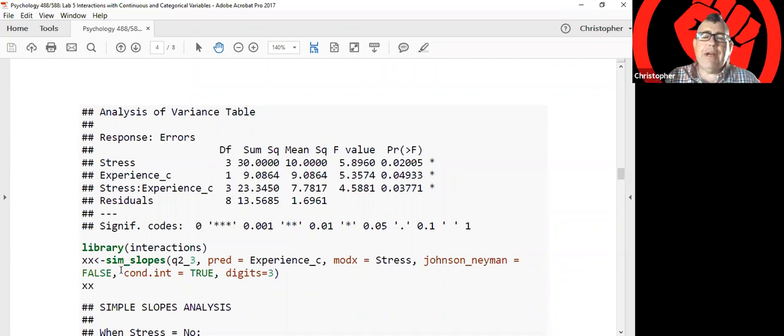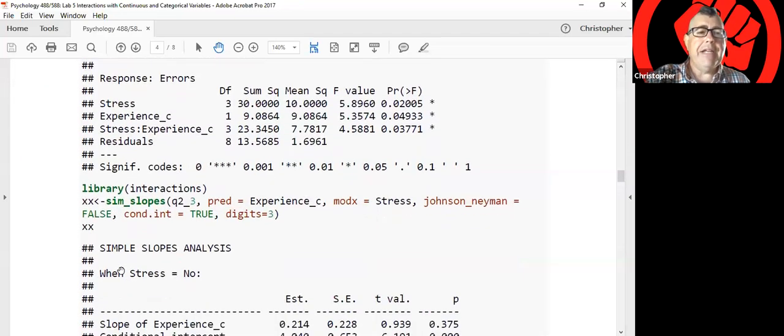The strategy for breaking down interactions is an analysis called a simple slopes analysis. Those of you who took an ANOVA course or my ANOVA course might recall that we break down interactions in ANOVA with what are called simple effects tests. These are basically the same thing, but they're working in a way that's appropriate for situations when we have a continuous variable in the interaction. You can see the code here.